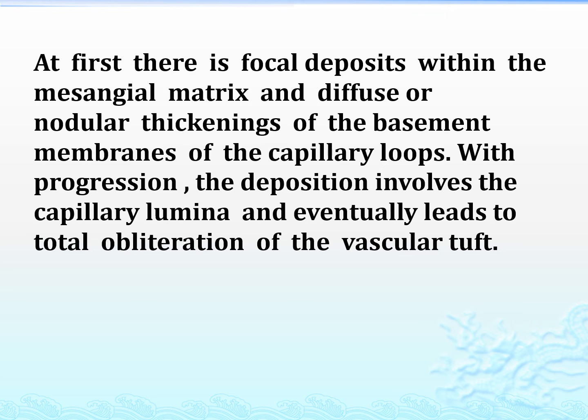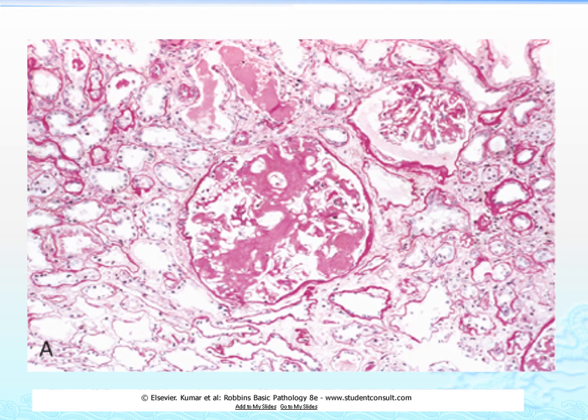At first, there are focal deposits within the mesangial matrix and diffuse or nodular thickening of the basement membranes. With progression, the deposition involves the capillary lumen and eventually leads to total obliteration of the vascular tuft. There is obvious thickening of the basement membrane of the capillary loop.